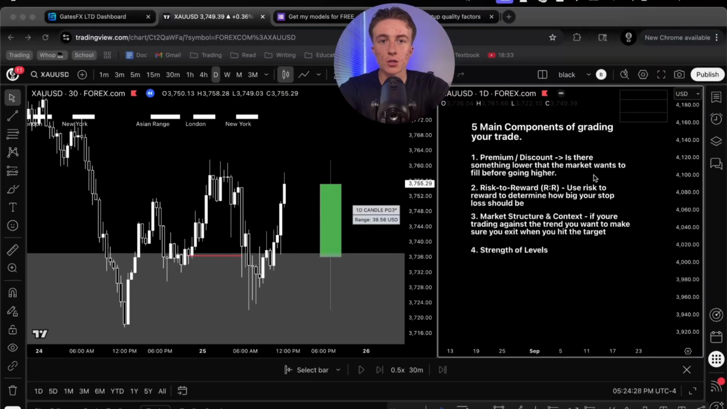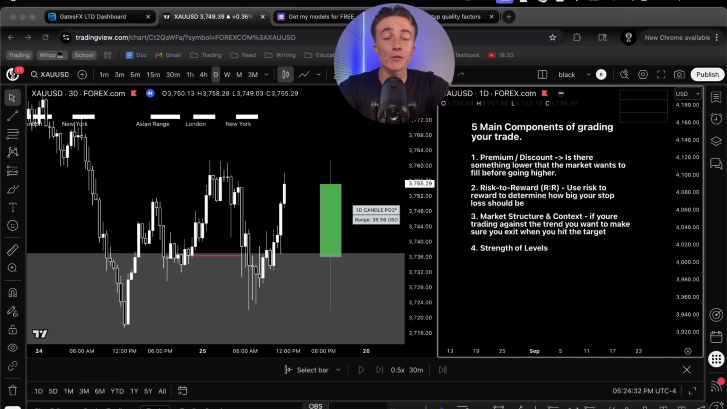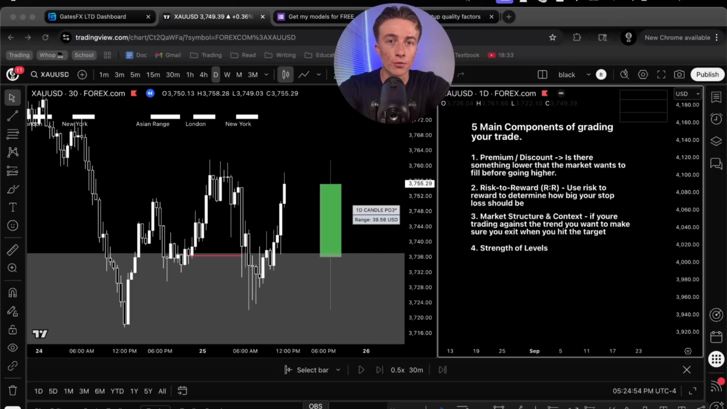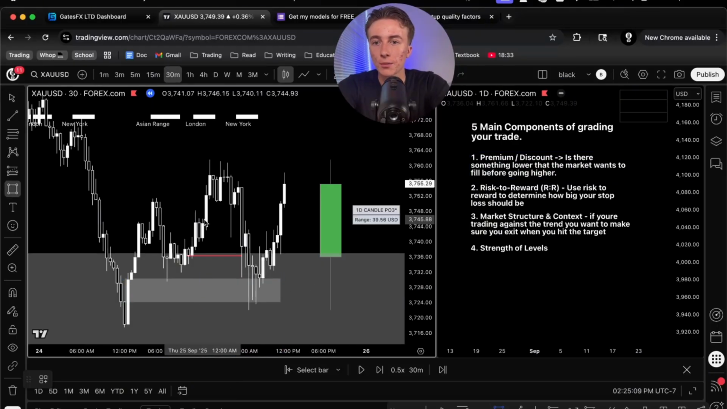The fourth thing is the strength of levels, and this is going to be more oriented towards your specific model, but for me, I have to understand, and this goes hand in hand with the market structure and context and premium and discount, because each confluence has a certain level of strength. Some of them are going to be stronger than others, and how you can determine if it's a strong confluence is first of all checking, is it in the discount if you're bullish? So on gold, we're bullish. If it's in the discount, it's going to be stronger than a bullish fair value gap that's in the premium.